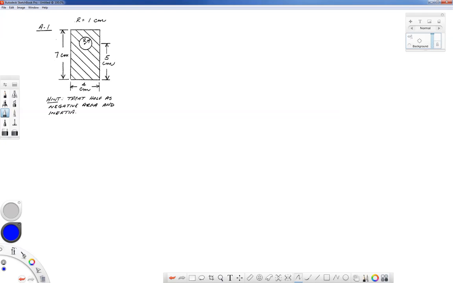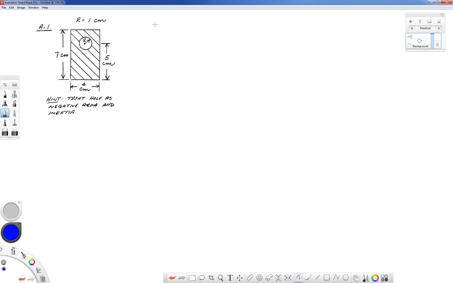All right, in this video, we're going to go over a couple of examples from the handout on centroids and moments of inertia. This is a homework handout. And our first one is going to be a rectangle with a circle cut out of it. What we want to do, the instructions say, find the moment of inertia about a horizontal axis through the centroid of the cross-section. Centroids and moments of inertia are used in beam problems, beam deflections, and beam stresses.